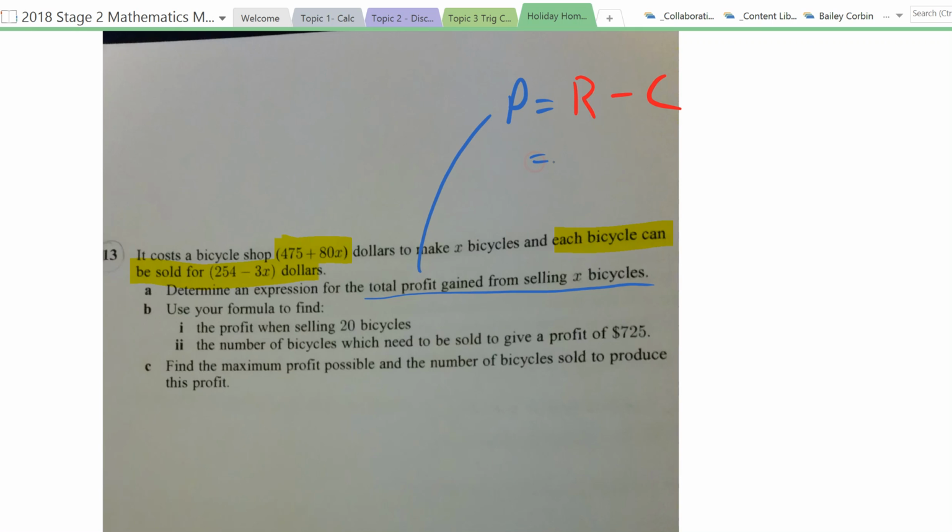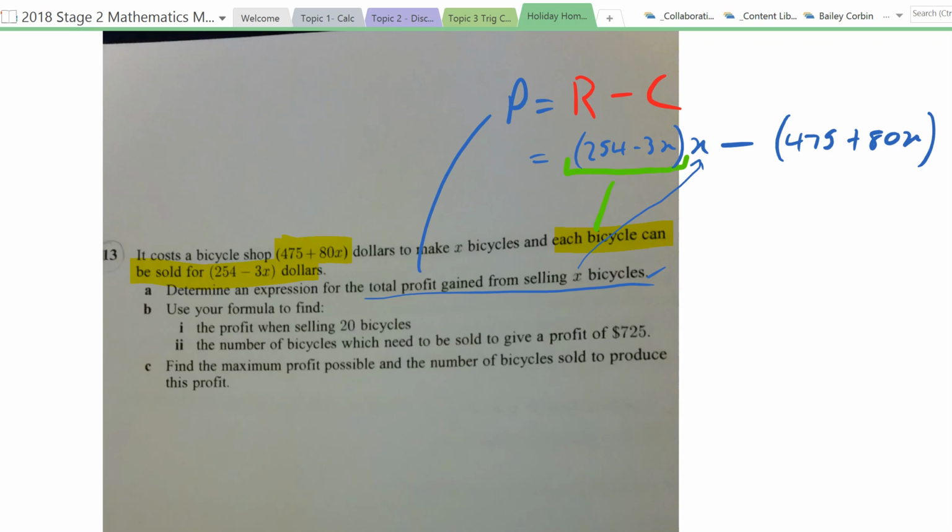Here the profit is going to be 254 take 3x, times x, because x is the number of bicycles, so selling x bicycles and they get this amount for each bicycle. Subtract the cost of making them, so the cost is 475 plus 80x. That would be enough to find you the correct expression there.